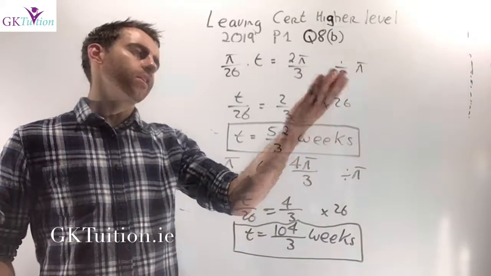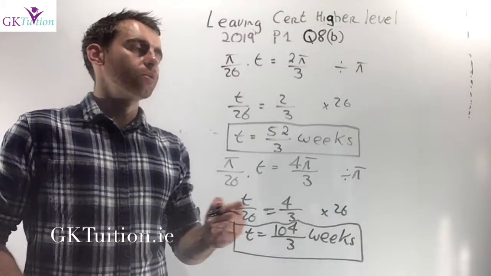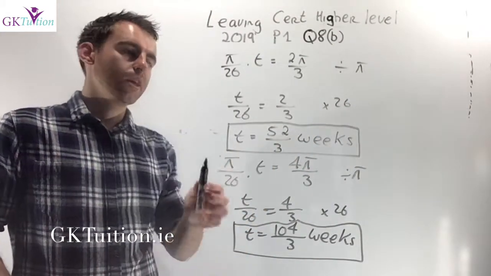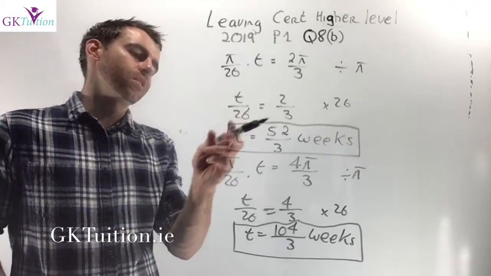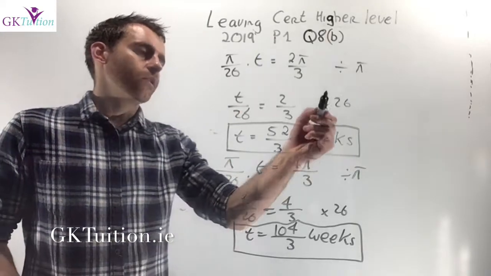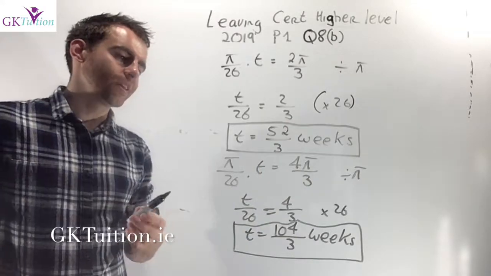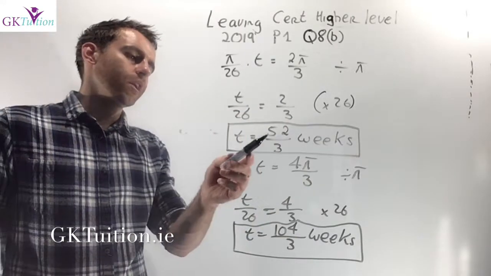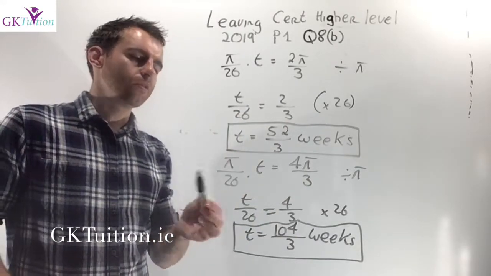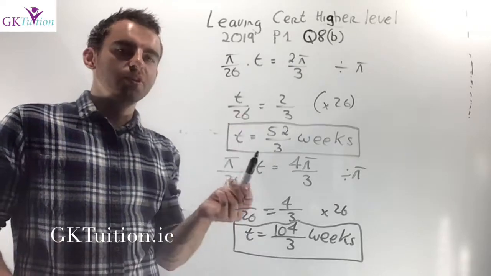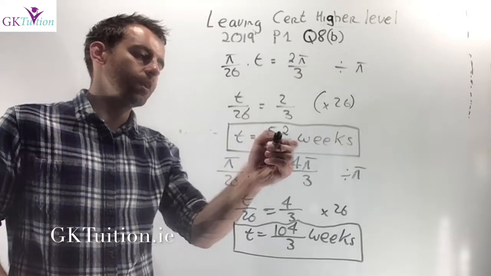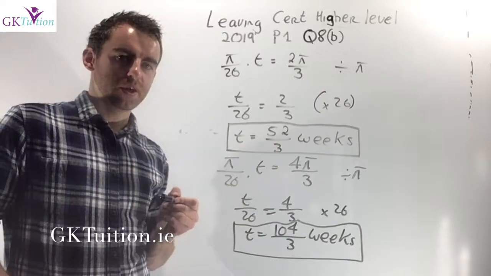First thing I did was divide both sides by pi, so that just eliminates my pi, and I can say that t over 26 is equal to 2/3. Then if I multiply both sides by 26, 26 by 2 gives me 52 over 3. So your first answer is that the revenue is 26,250 after 52 over 3 weeks.